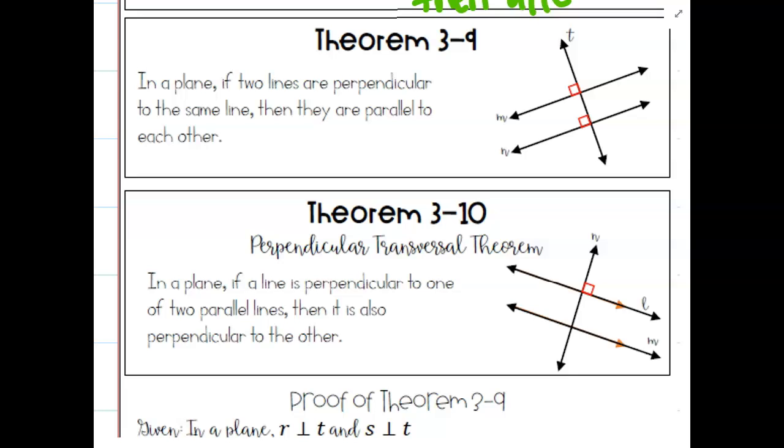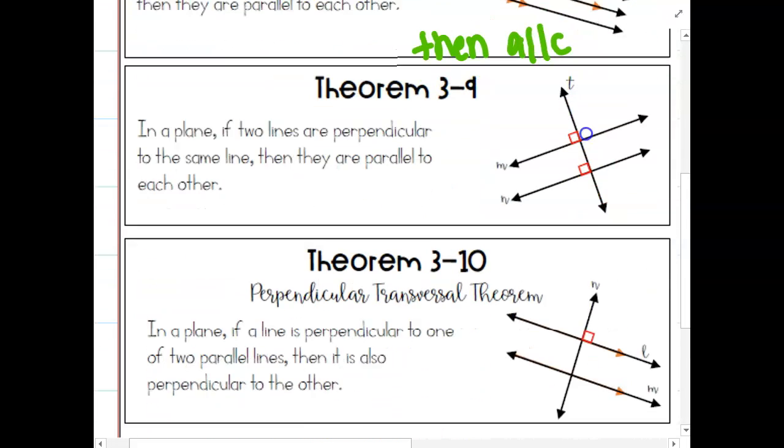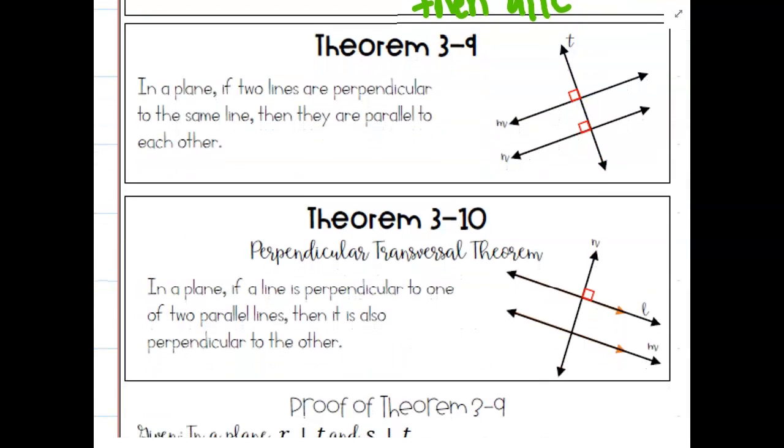So, Theorem 3.9 says, and we're going to actually prove this one down below here, but Theorem 3.9 says in a plane, if we have 2 lines that are perpendicular to the same line, okay, so we have these 2 lines, they are both perpendicular to T. Now, we know we have the symbol for parallel, those 2 vertical lines. We're also going to introduce today a new symbol for perpendicular. So it looks like this.